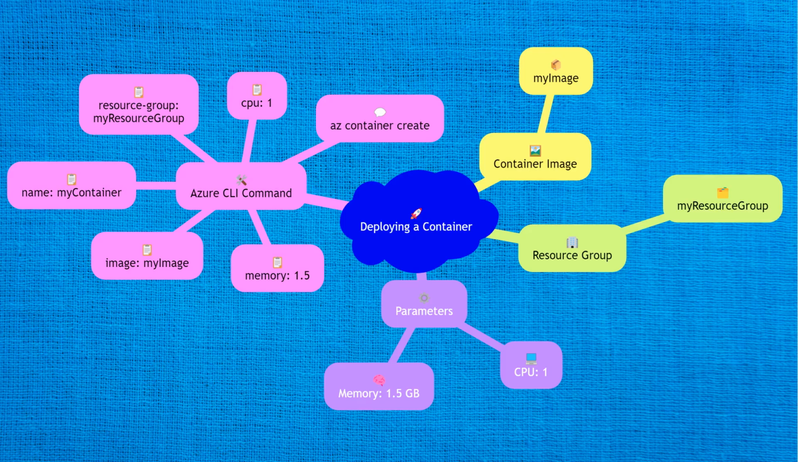To deploy a container instance, you need to specify the container image, resource group, and other parameters. Using the Azure CLI, you can deploy a container with the command az container create --resource-group my resource group --name my container --image my image --memory 1.5. This command deploys a container named my container using the my image image with 1 CPU and 1.5 gigabytes of memory.